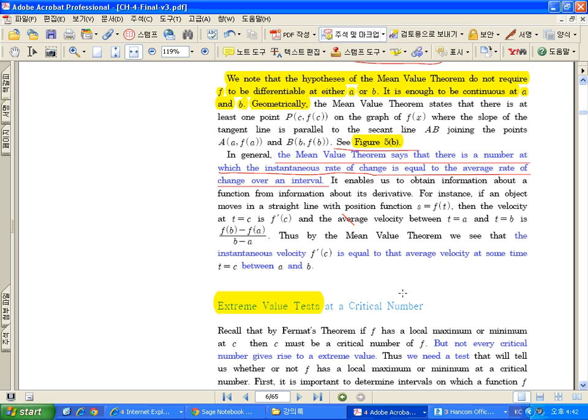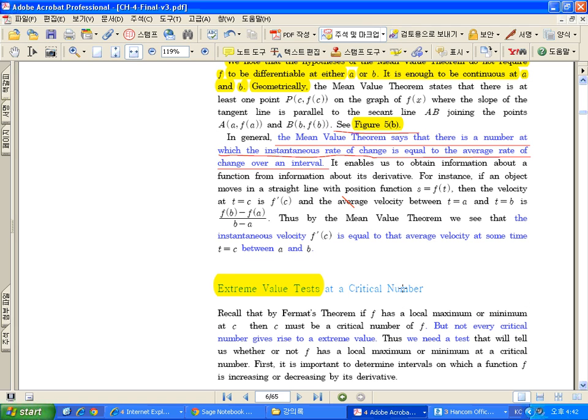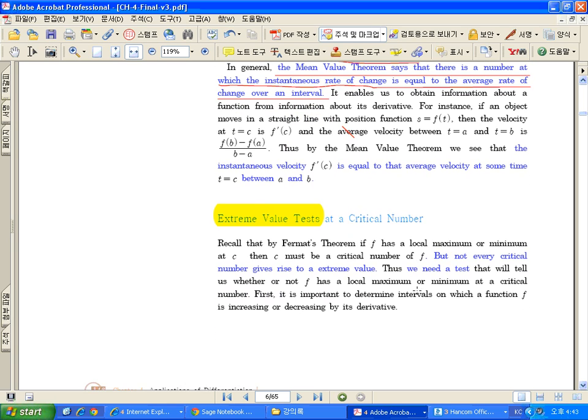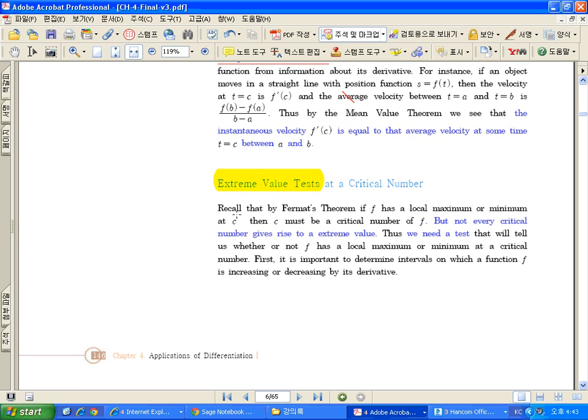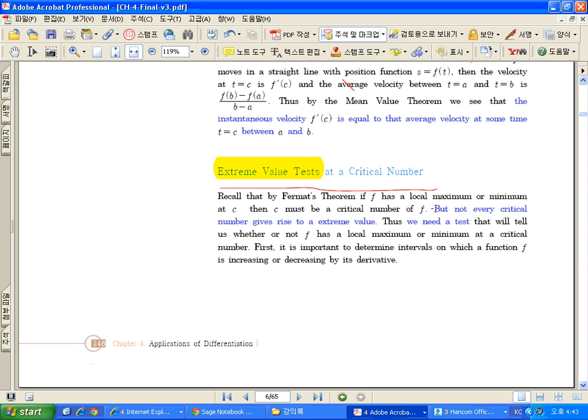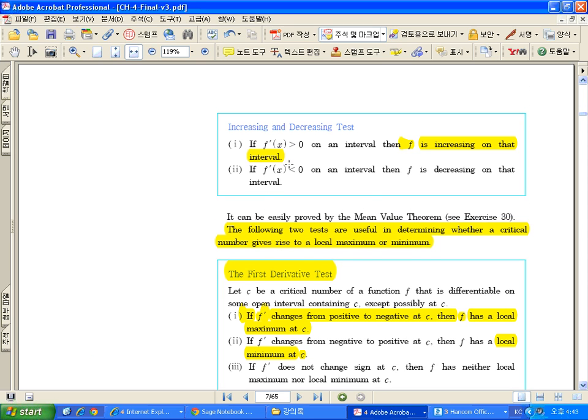The applications of this mean value theorem. You can easily find some movie clips on application of mean value theorem from YouTube and others. Okay, anyway, the extreme value test has a critical number.